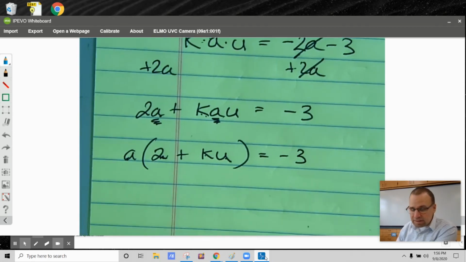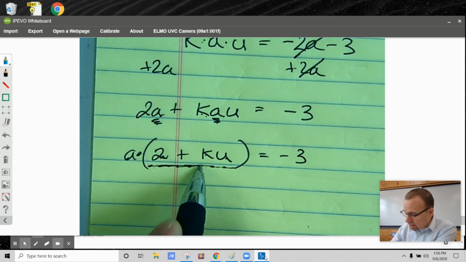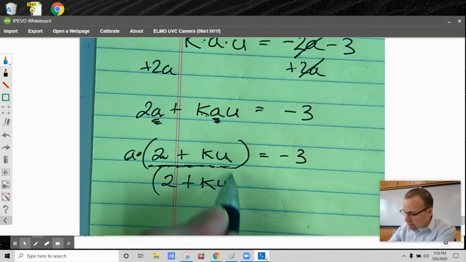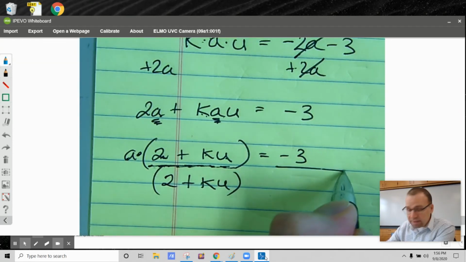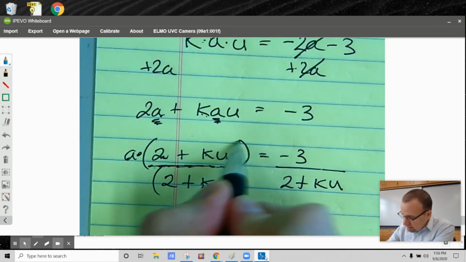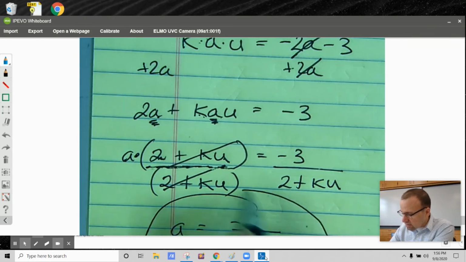And then our final step, because we are multiplying by all of this, I want to divide by all of this. So we're going to divide by 2 plus KU. We have to divide this side by 2 plus KU. Gone, gone. Then we have A is equal to negative 3 over 2 plus KU. And there's your final answer.